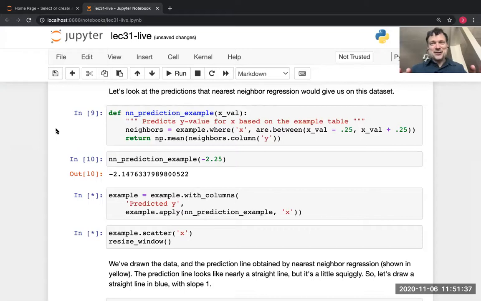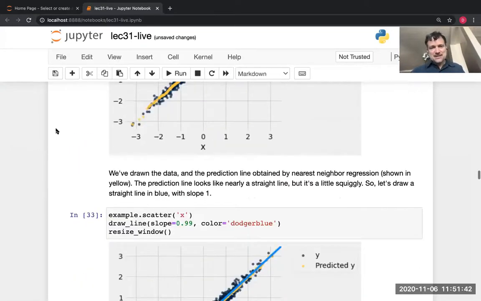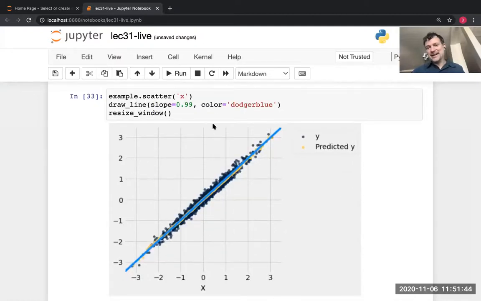We'll let the code finish running. And with R equals 0.99, the better line to have drawn would have been slope 0.99.